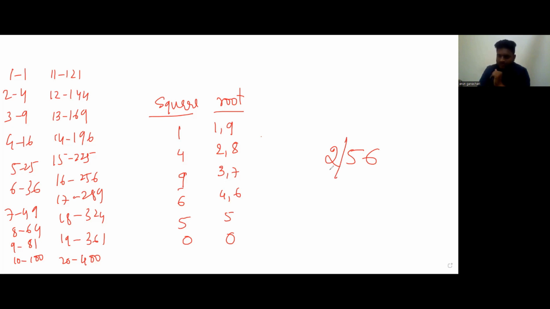Now I look at my first digit. 2 will come after what square root? It will come after 1. So it is before 4, in between 1 and 4. The square root of 1 is 1. The first digit is fixed. Now look at the second digit. If it ends in 6, what are my options? 4 and 6. My options are 4 and 6.